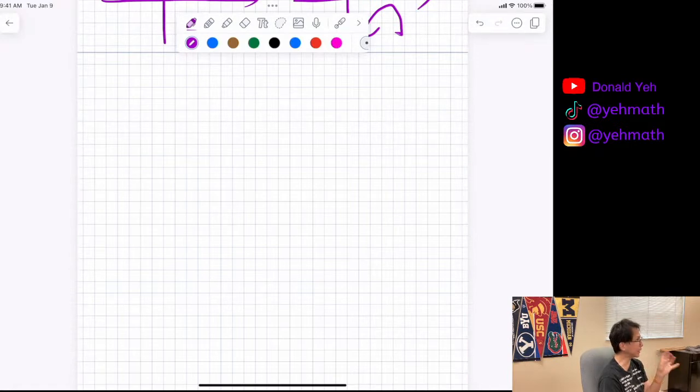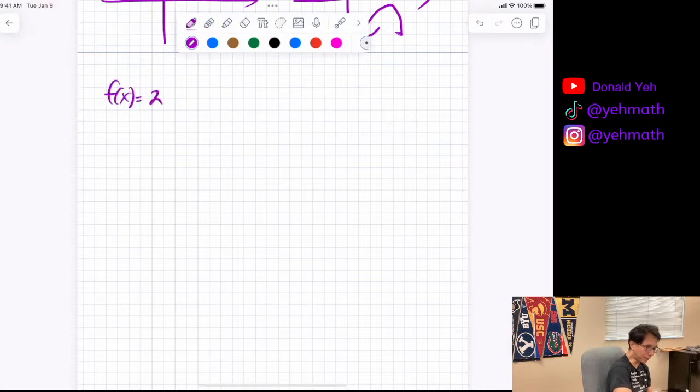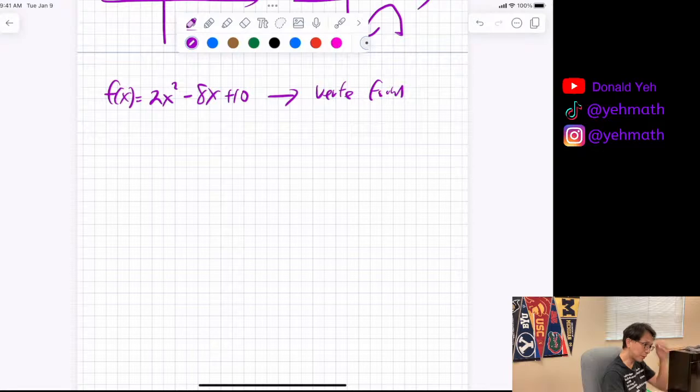Now we're gonna take the standard form and change it to vertex form. There's two ways to do it, okay? So I'm gonna give you things that say how to do it two ways. Let's just say we have 2x squared minus ax plus 10, and I want to change it to vertex form. There's two ways.